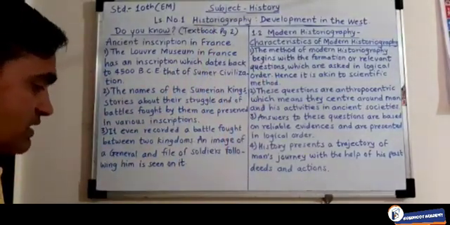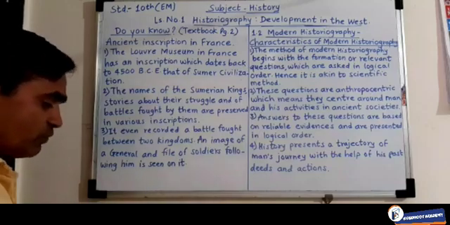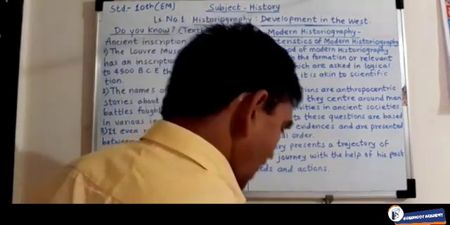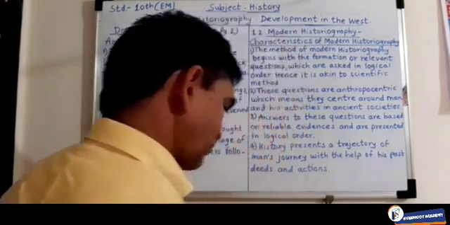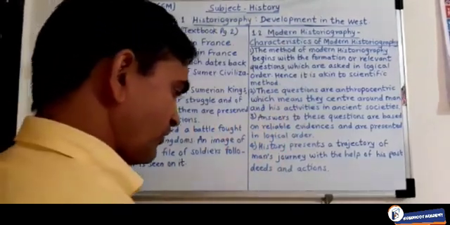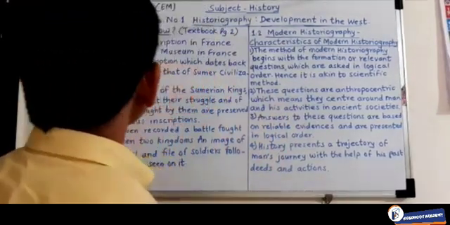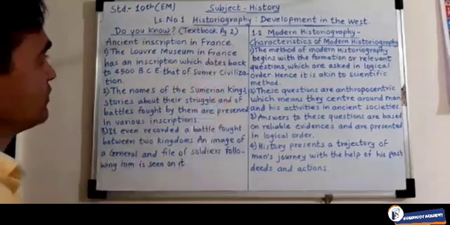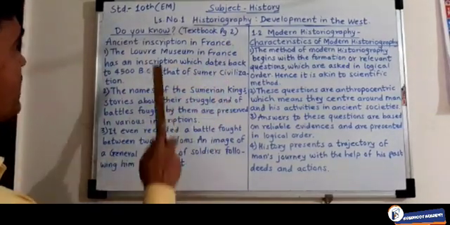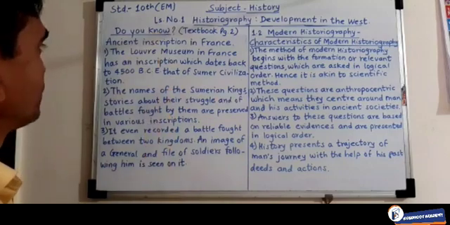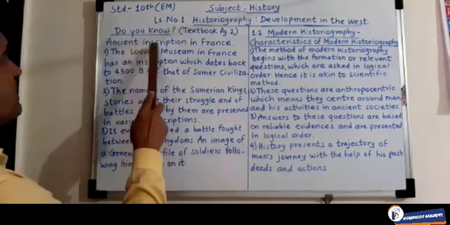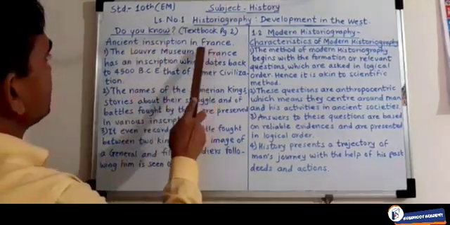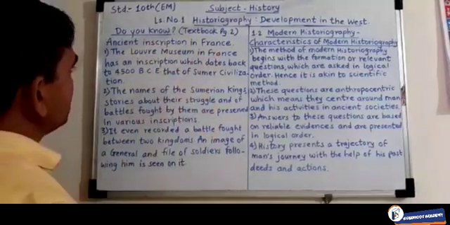Lesson number 1, historiography development in the West. In the previous lecture we have seen point 1.1, tradition of historiography. Now we are going to see the activity 'Do you know' from page number 2. If you see your textbook, you will find here the activity, ancient inscription in France.